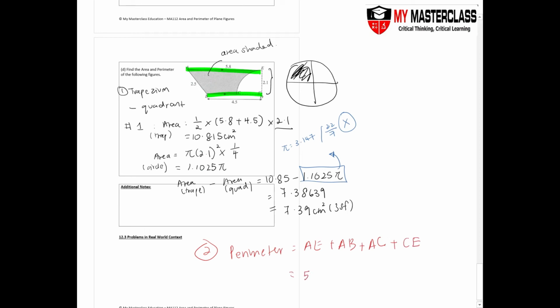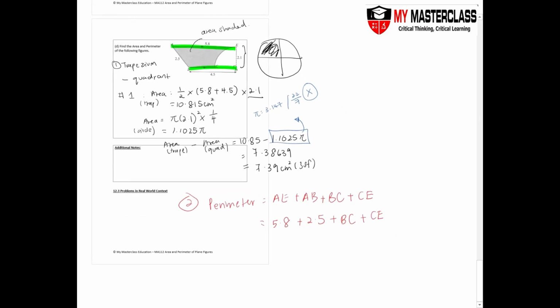Now you have AE 5.8, you have AB which is 2.5. You want BC, sorry, not AC, BC, which is unknown, and you want CE. So let's see, how do we find BC? Now observe that BD is 4.5. Always remember, at a center point, all radii are equal in a circle. So if this is 2.1, this is also 2.1. So therefore, BC equals 4.5 minus away 2.1.